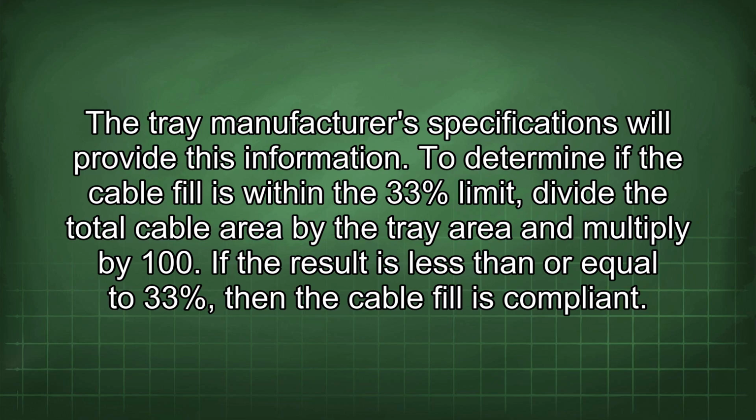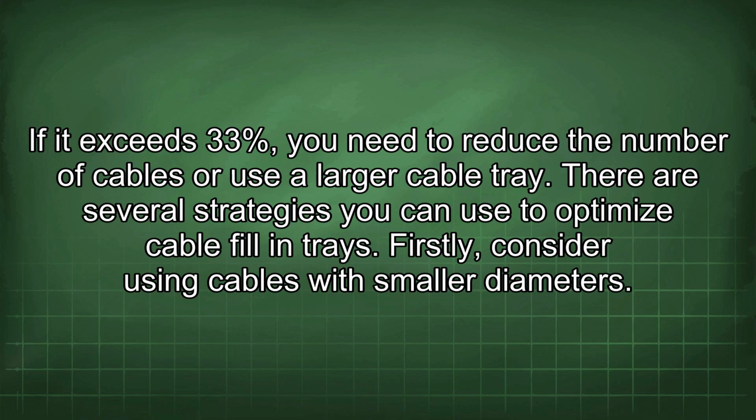To determine if the cable fill is within the 33% limit, divide the total cable area by the tray area and multiply by 100. If the result is less than or equal to 33%, then the cable fill is compliant. If it exceeds 33%, you need to reduce the number of cables or use a larger cable tray.